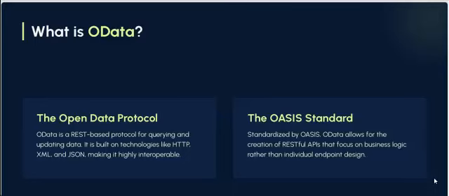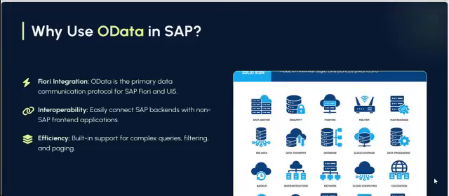Why has SAP made OData its go-to protocol? There are three main reasons. Fiori integration. OData is the primary communication protocol for SAP Fiori and UI5. Interoperability. It allows you to easily connect your SAP backend with virtually any non-SAP front-end applications. Efficiency. It comes with built-in support for complex operations like filtering, paging, and complex queries right out of the box.